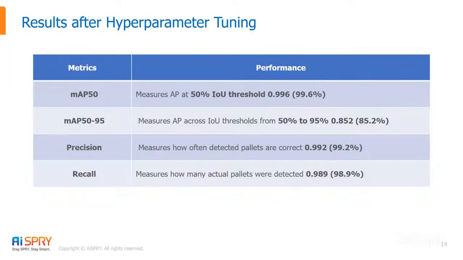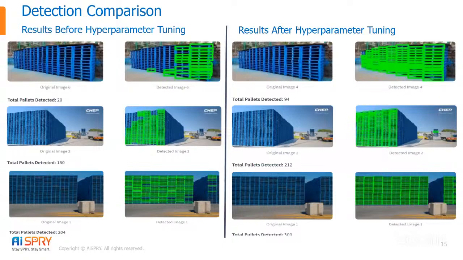We get some results after hyperparameter tuning. Here you can see mAP 50 is 99.6% now, and mAP 50 to 95 is 85%. Precision is 99%, and recall is 98.9%. So we have increased the accuracy by 1 to 2%. Here you can see the clear difference: the left side has results before hyperparameter tuning, and on this side you can clearly see the results after hyperparameter tuning, which is giving the best detection accuracy.